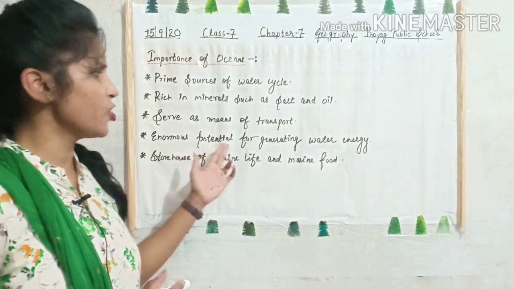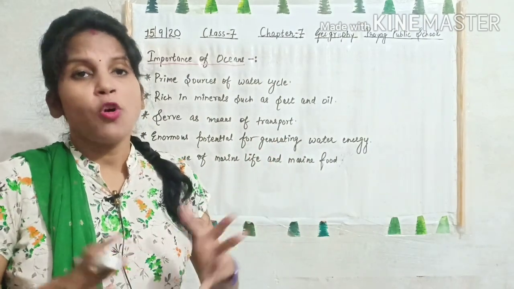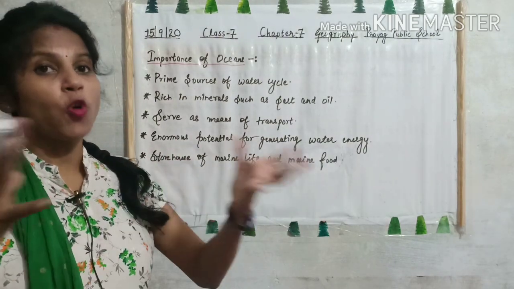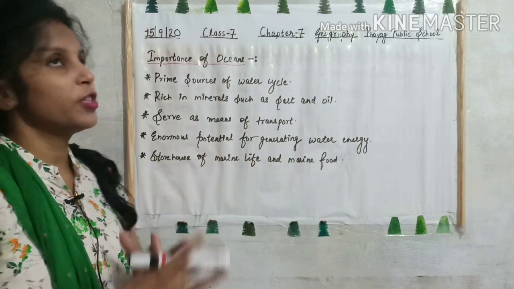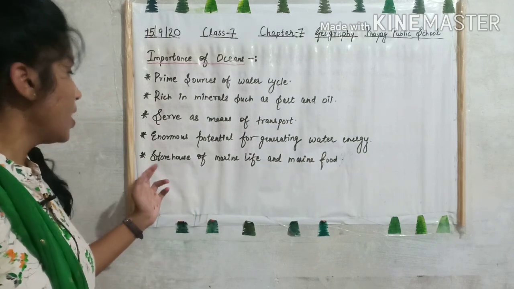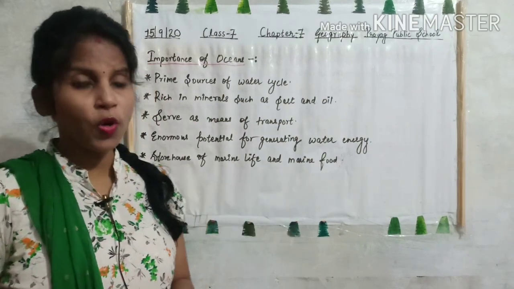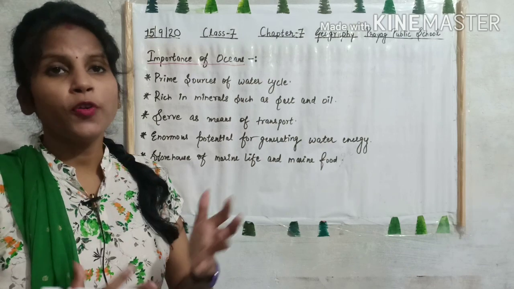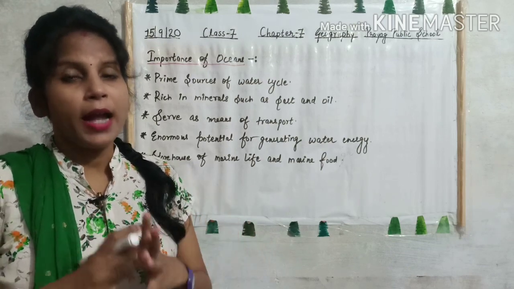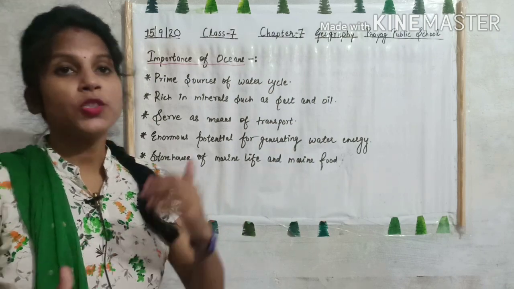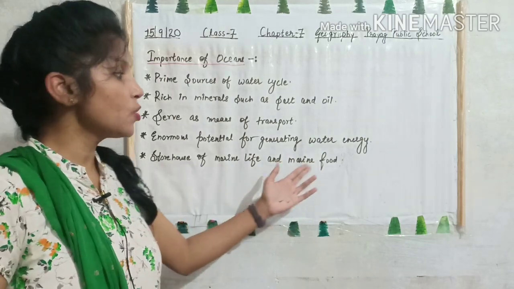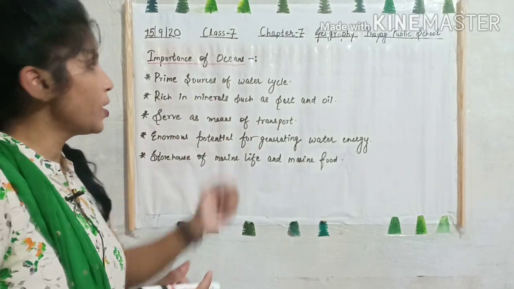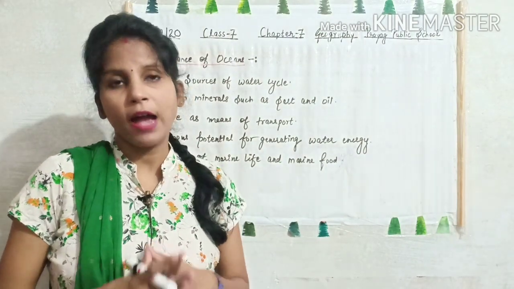Then enormous potential for generating water energy. The energy or electricity produced by water is called hydroelectricity. So ocean and seas have enormous, means huge, potential of generating energy from the water. Then, storehouse of marine life and marine food. As we all know that ocean and seas are a rich source of marine life. In the water of ocean and sea, various types of fishes and other marine life are found, which are the source of livelihood for other people, and they are a good source of marine food. और marine food भी हमें sea और ocean से मिलता है. So these are some of the importance of oceans, and I hope you all have understood it well.